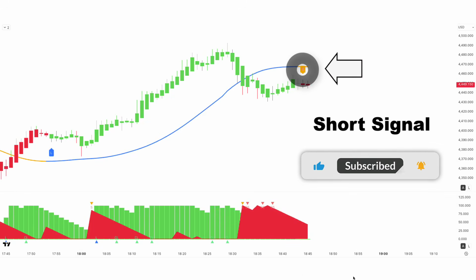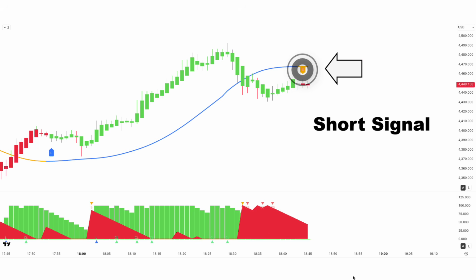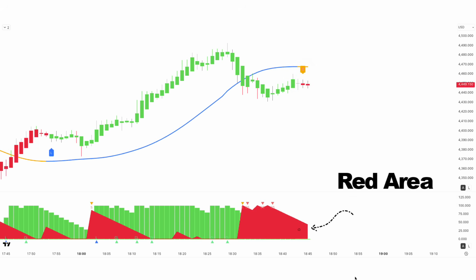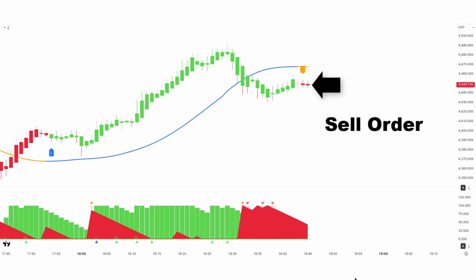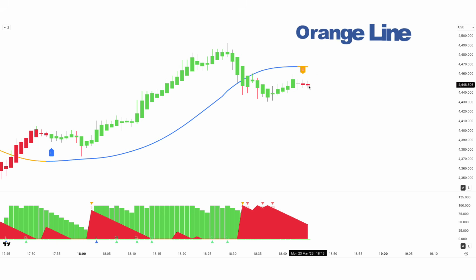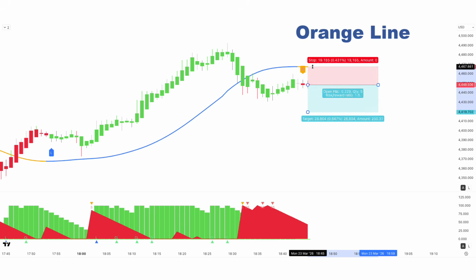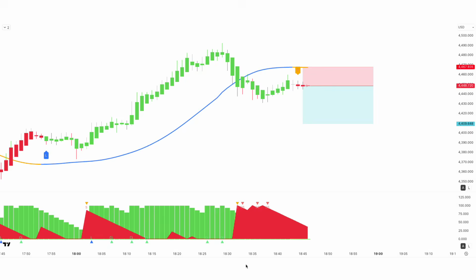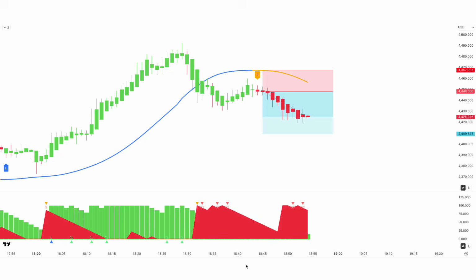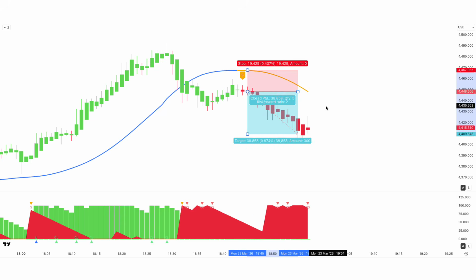When the PA Adaptive Hull Parabolic label down of this indicator is a short signal, the Aroon indicator should be red area, and the market forms a bearish candle. If this condition is fulfilled, then we will place a sell order. Our stop loss is to be placed at the orange line, and the risk to reward ratio will be 1:2. The market has completely hit the target.